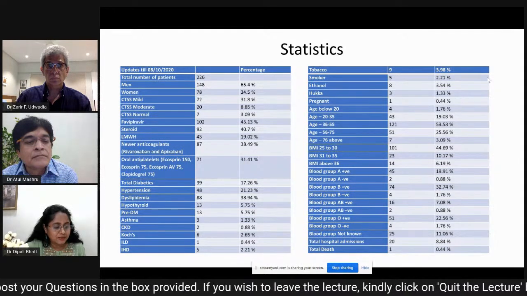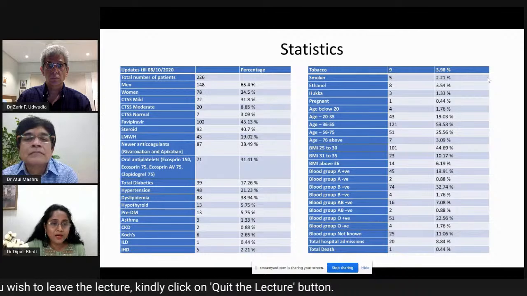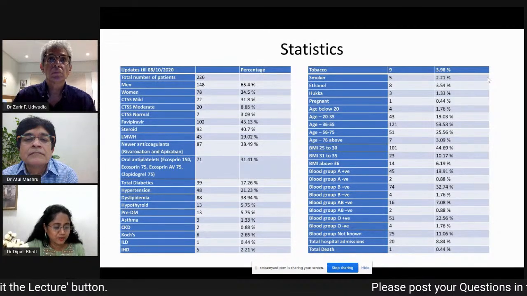Total number of diabetics that we had were 39, hypertensives 48, dyslipidemias 88, a few asthma patients like 3, 8 smokers, 9 tobacco chewers. Those who had past history of COVID were about 6, 1 ILD patient.